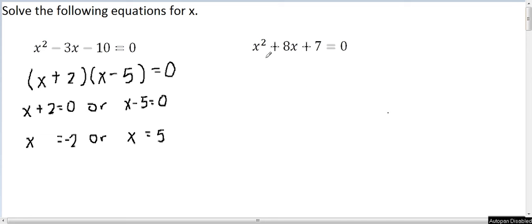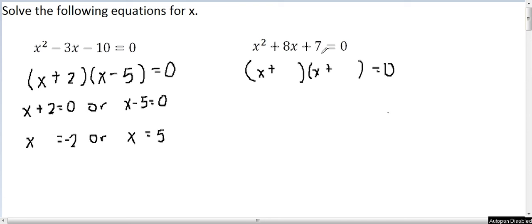The second equation is x squared plus 8x plus 7 is equal to 0. We have 0 on one side and a polynomial on the other side. So we can just go ahead and solve the problem. Once again, the coefficient for x squared is just 1, so that will factor into x and x. Since both 8 and 7 are positive, we know that the two numbers that we're going to be writing here are positive.